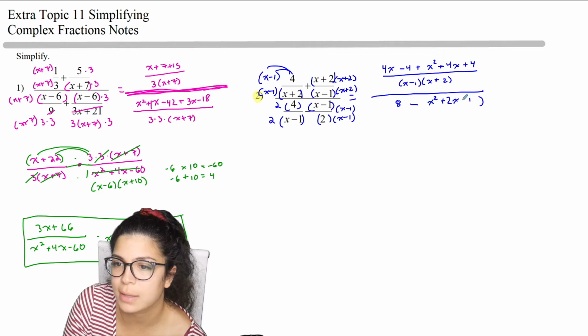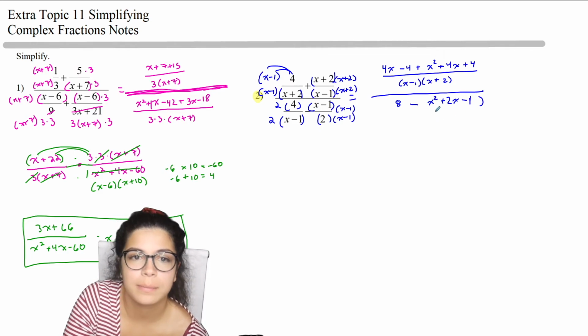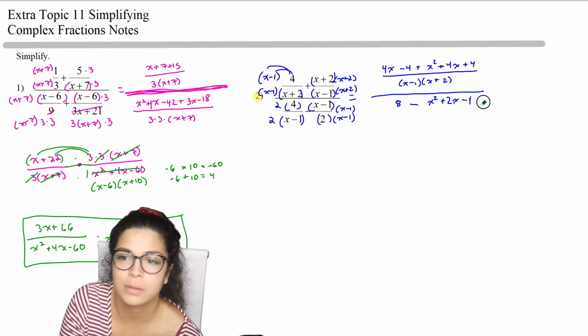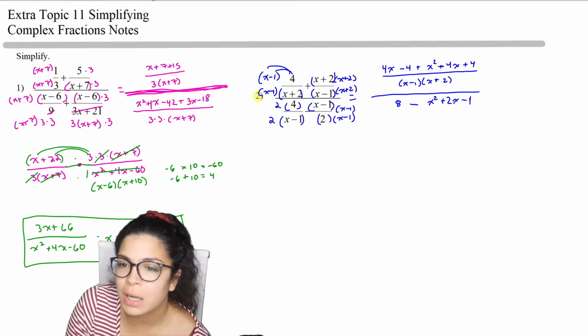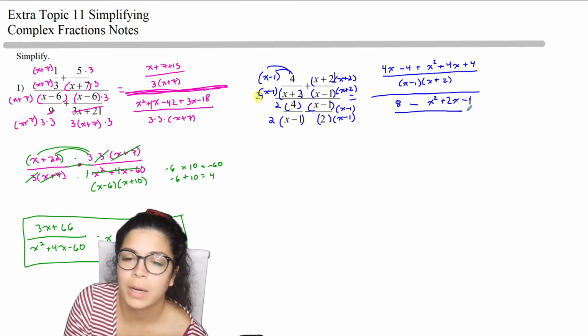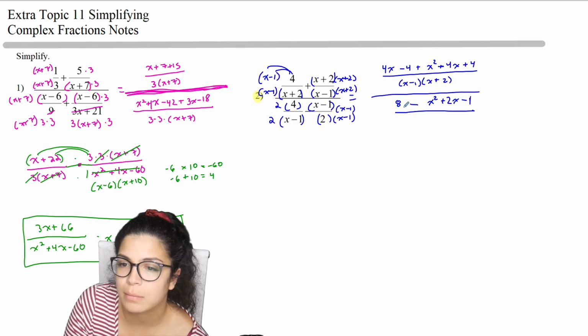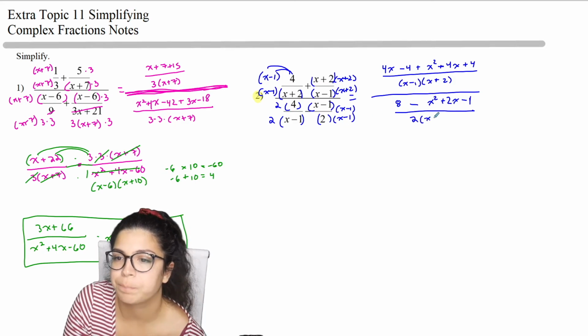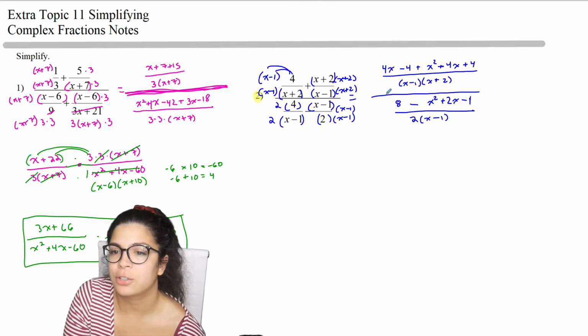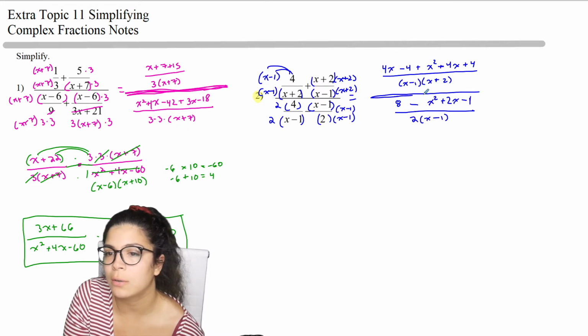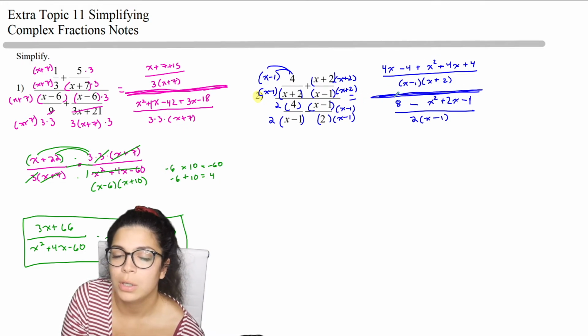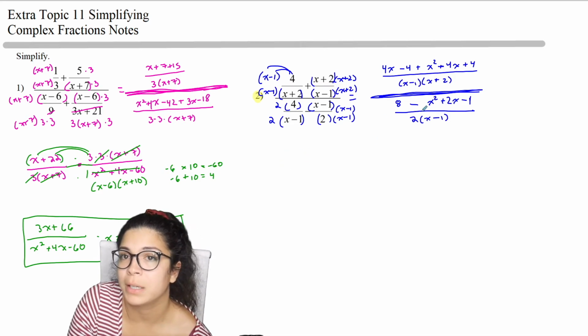It just changes the sign. All right. Oop, and let me get rid of my parentheses over here. All right. Now the denominator is the same, right? 2 times x minus 1. So now I have a fraction over fraction. So I'm going to write it as multiplying by the reciprocal.